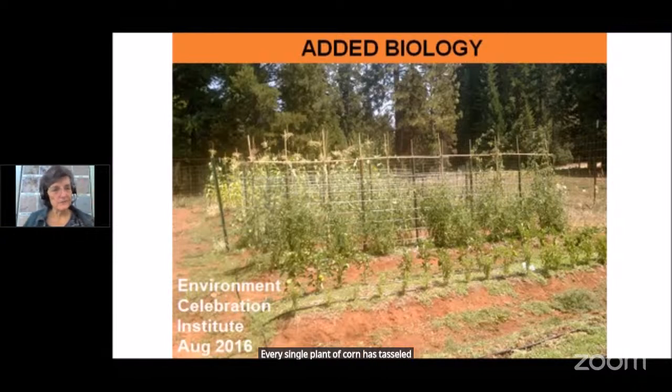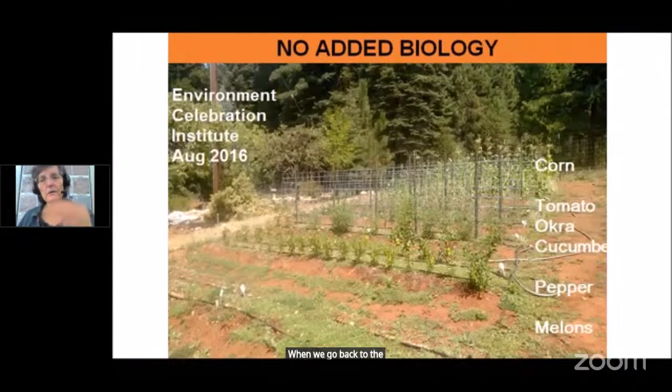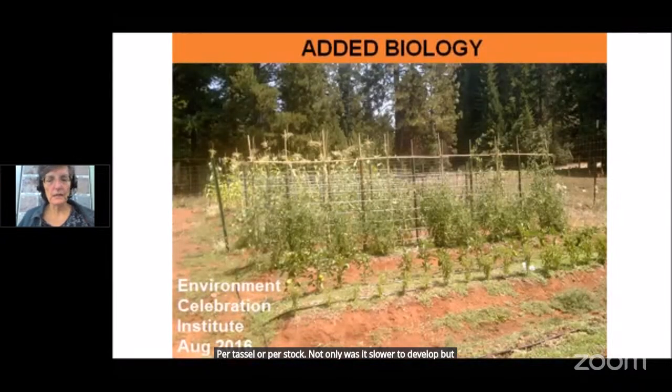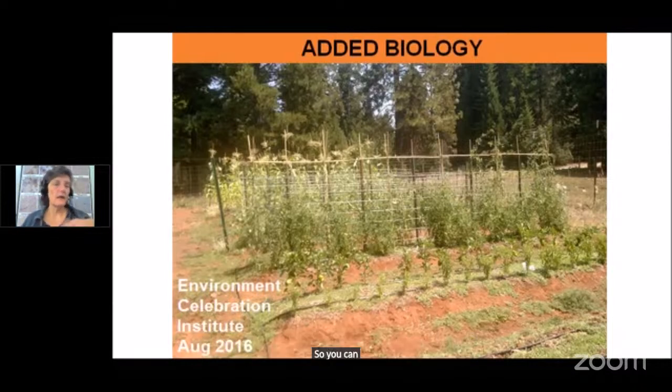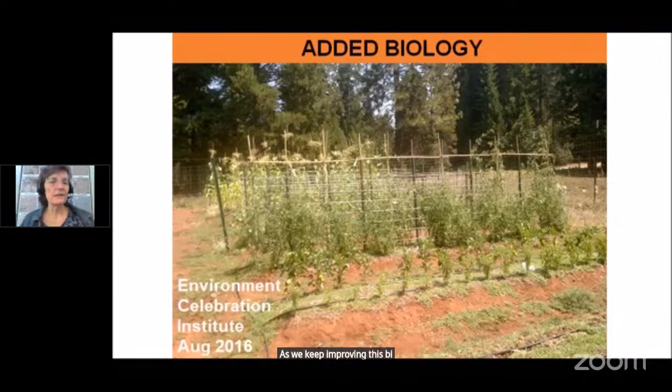When you go to yields, on each of those corn stalks on the Plus Biology side, we had 3 to 5 ears of corn on each stalk. When we go back to the No Biology side, we had 1 ear of corn per tassel or per stalk. Not only was it slower to develop, but it didn't produce as much. And I'll go through numbers for you in just a minute. So you can see the difference in the health of these plants because the soil was healthier. As we keep improving this biology, things are just going to get better.